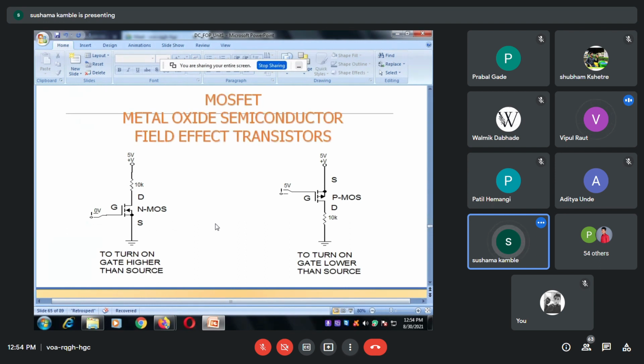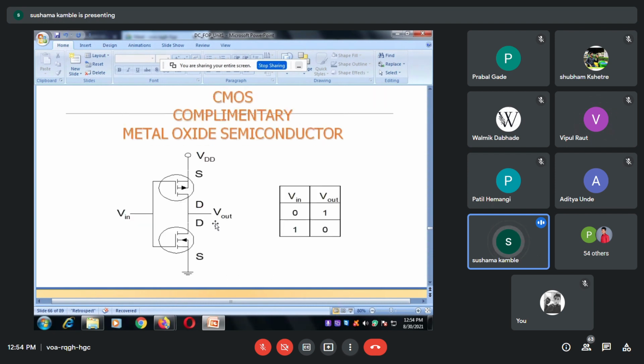This is symbolically only drawn, the 0 or 1 that we are providing to the gate. Okay. Now see, CMOS is a complementary metal oxide semiconductor. And this is the inverter, CMOS inverter. Okay. What is this? Is it an NMOS or PMOS? The upper one is PMOS. PMOS. And the lower one is NMOS. Okay. So suppose we are applying Vin as 0 volt.